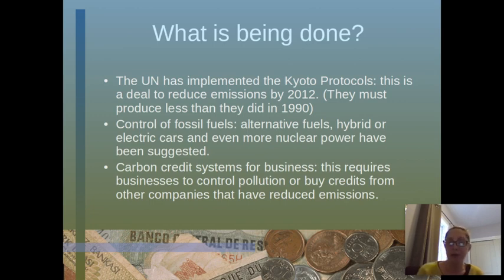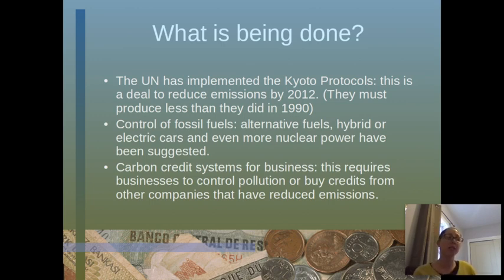We also see efforts to control fossil fuels. You have alternative fuels such as hybrid or electric cars. We've seen other nations try to use nuclear power, solar, wind, hydroelectricity, etc., to try to impact and reduce the amount of fossil fuels used, which increase carbon in the atmosphere.